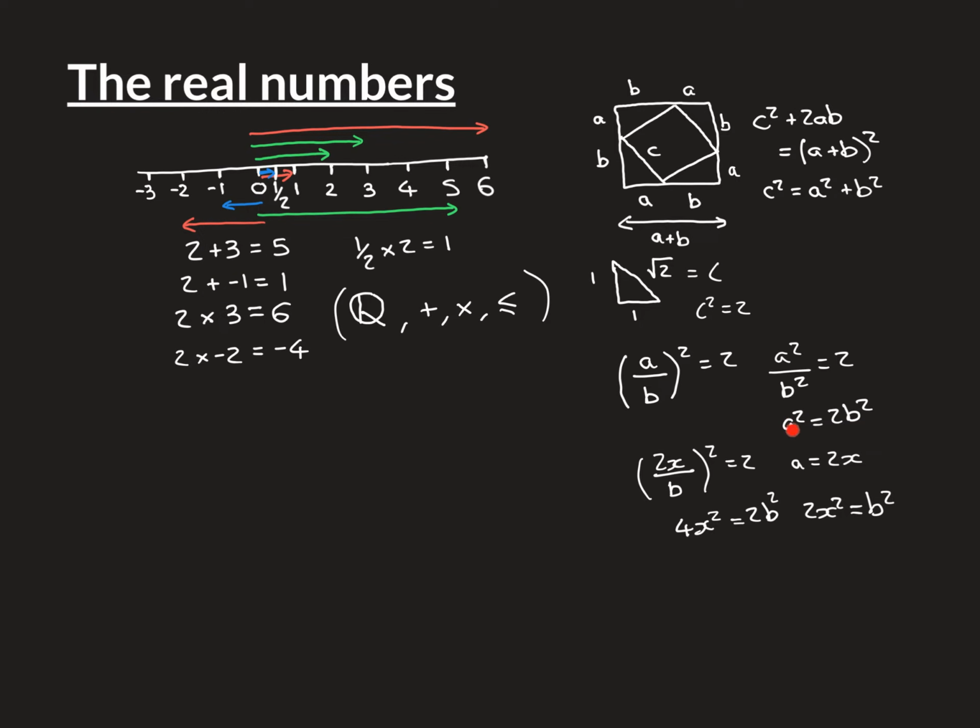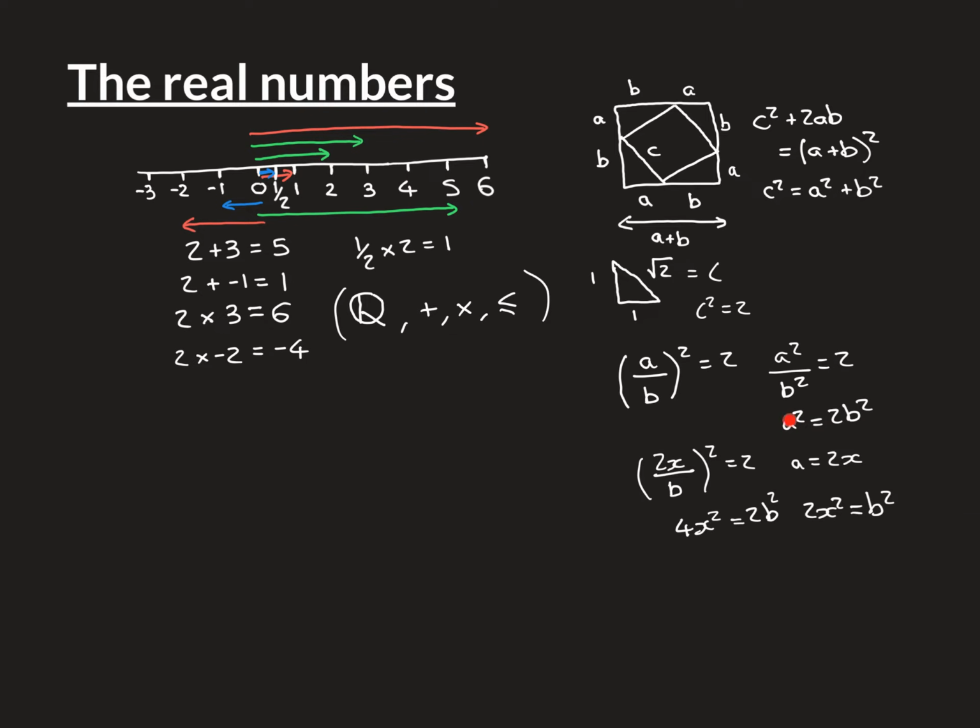Now what that implies is that a squared must be an even number, because the thing on this side is going to be an even number. Whatever b is, it is some integer. Square it, you still end up with an integer. Multiply that by 2, you then end up with an even integer. So that implies a squared is even.